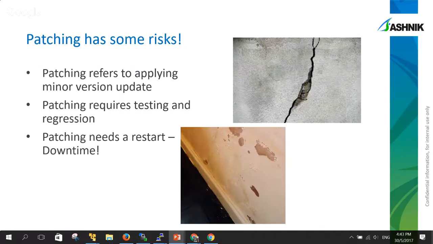Patching has some risks because you are going to apply libraries, you need to do all the testing, you need to take your application through the regression suite, and you will also have to have some kind of downtime because applying the minor patch would need a restart. And this is typically like maintenance in your house, like you have got a broken wall, or there are patches coming off your roof or your walls.